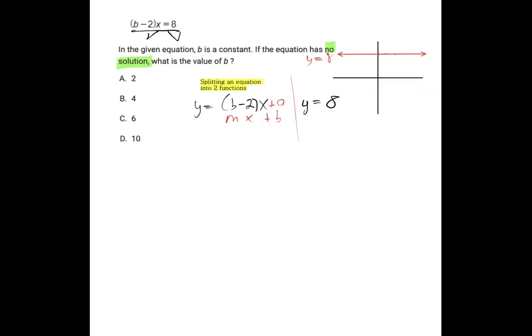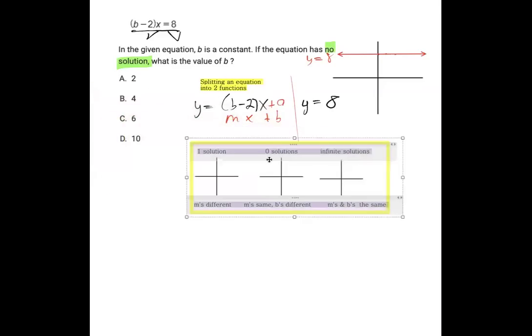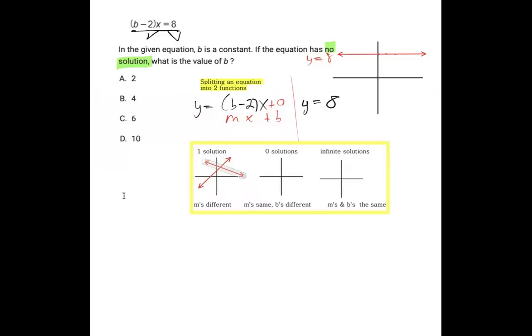three ways two lines can interact. They can have one solution if the two lines have different slopes. They could look like that and like that. Let's not give them the same y-intercept. So that would be one solution if the slopes are different. We would have no solutions if the slopes are the same and the y-intercepts are different, and that would look like parallel lines if the slopes were the same, but the y-intercepts were different.